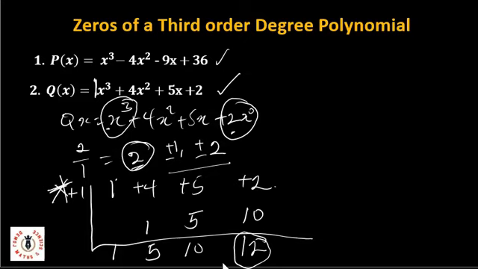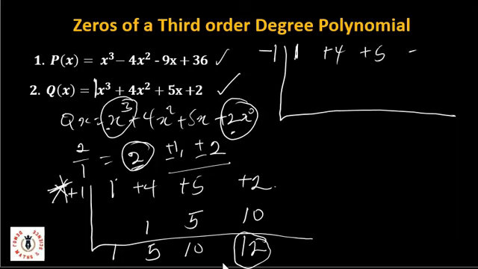Now, let's try minus 1. Now, for minus 1 here, I'll have this again. Here's minus 1. The coefficients, I have 1, I have plus 4, I have plus 5, and I have plus 2. Now, bring down this 1 again. 1 times minus 1, that's minus 1. Plus 4 minus 1, that's plus 3. Minus 1 times 3, that's minus 3.